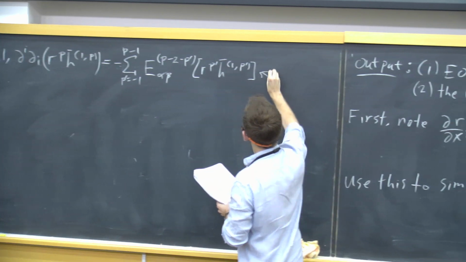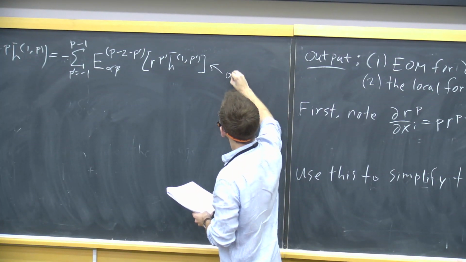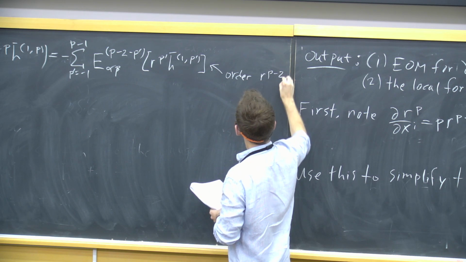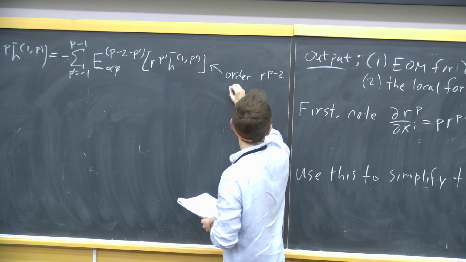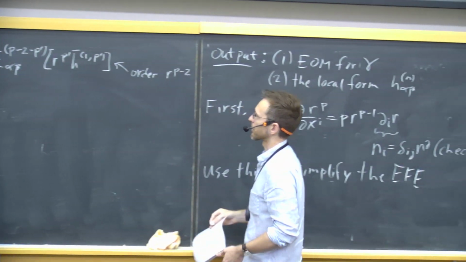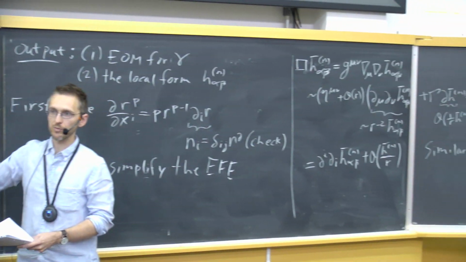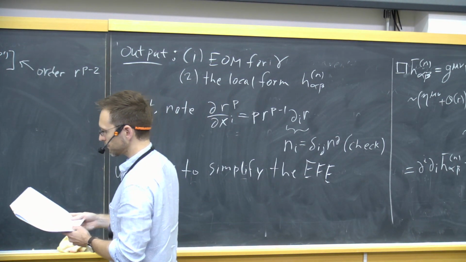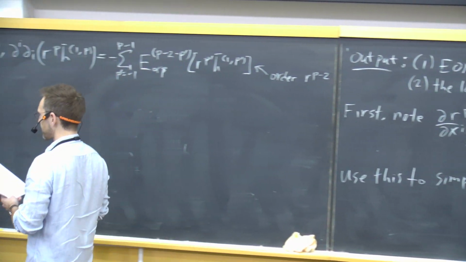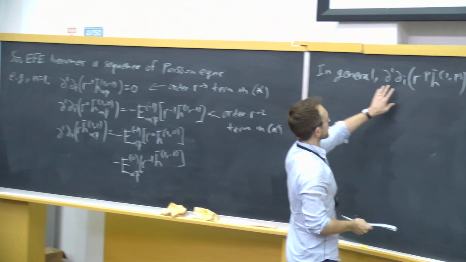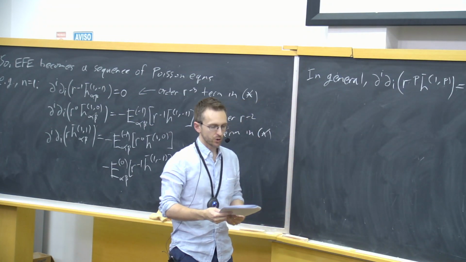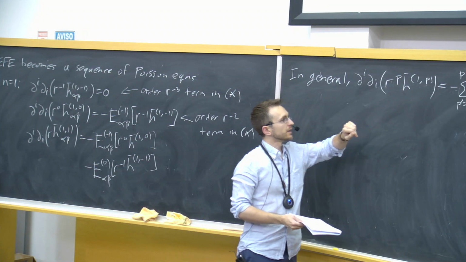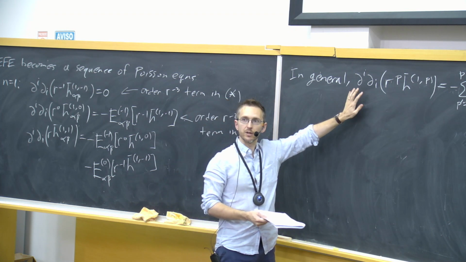So this equation is the order r to the p minus 2 in the starred equation I just erased. So this is all the terms that appear at this order in the expansion. So since we have a Laplacian here, it will be useful to expand these h bars in terms of eigenfunctions of the Laplacian.